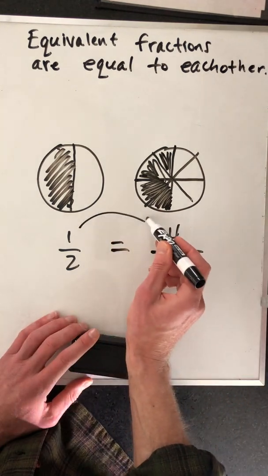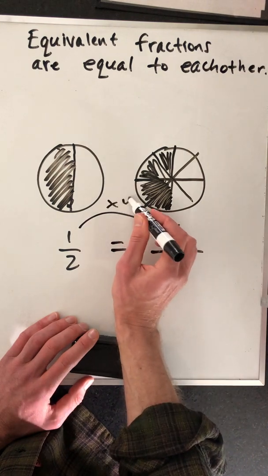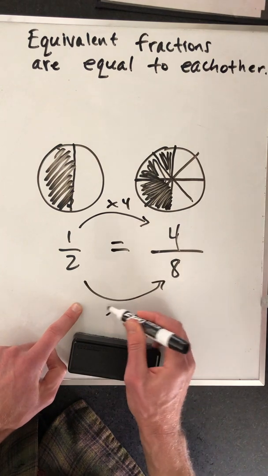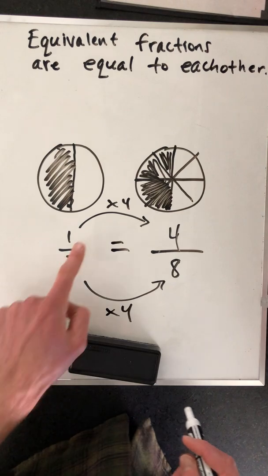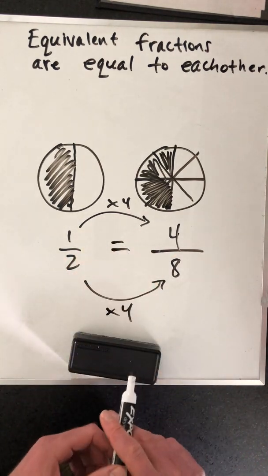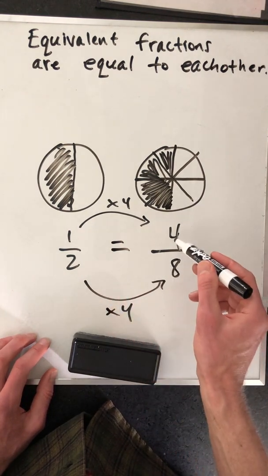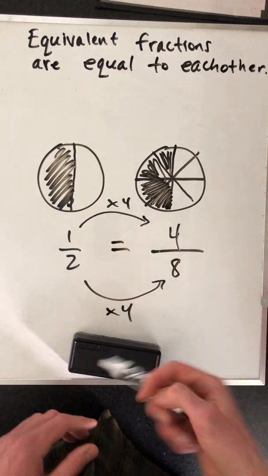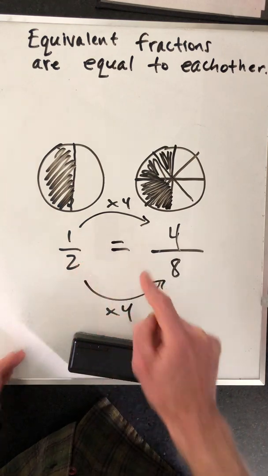And now look at the relationship between these numbers. 1 times what is 4? 1 times 4. And now I do the same thing to the bottom number. 2 times 4 is 8. So whatever you do to the top number, you do to the bottom number. Whatever you do to the bottom number, you do to the top number. And it works both ways. 8 divided by 4 is 2. 4 divided by 4 is 1. Or 1 times 4. You can have the arrows going either way. But whatever you do to one number, you do to the other one.